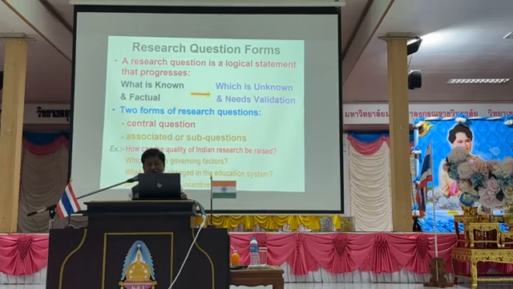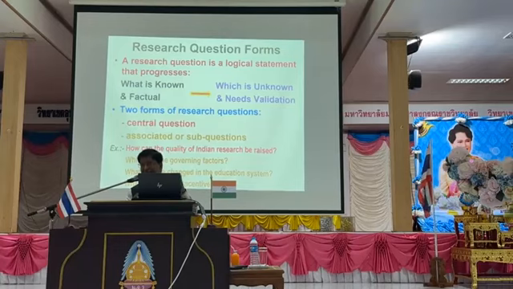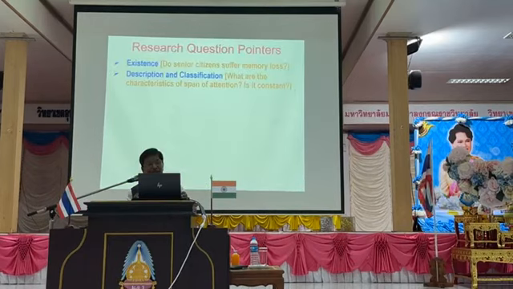There are two forms of research questions, central question and associated or composition questions. For example, I have given: how can the quality of Indian research be made? And there are some topics: what are the governing factors, what is to be changed in the education system, what could be the incentives. So in that way, we can also make questions and sub-questions.